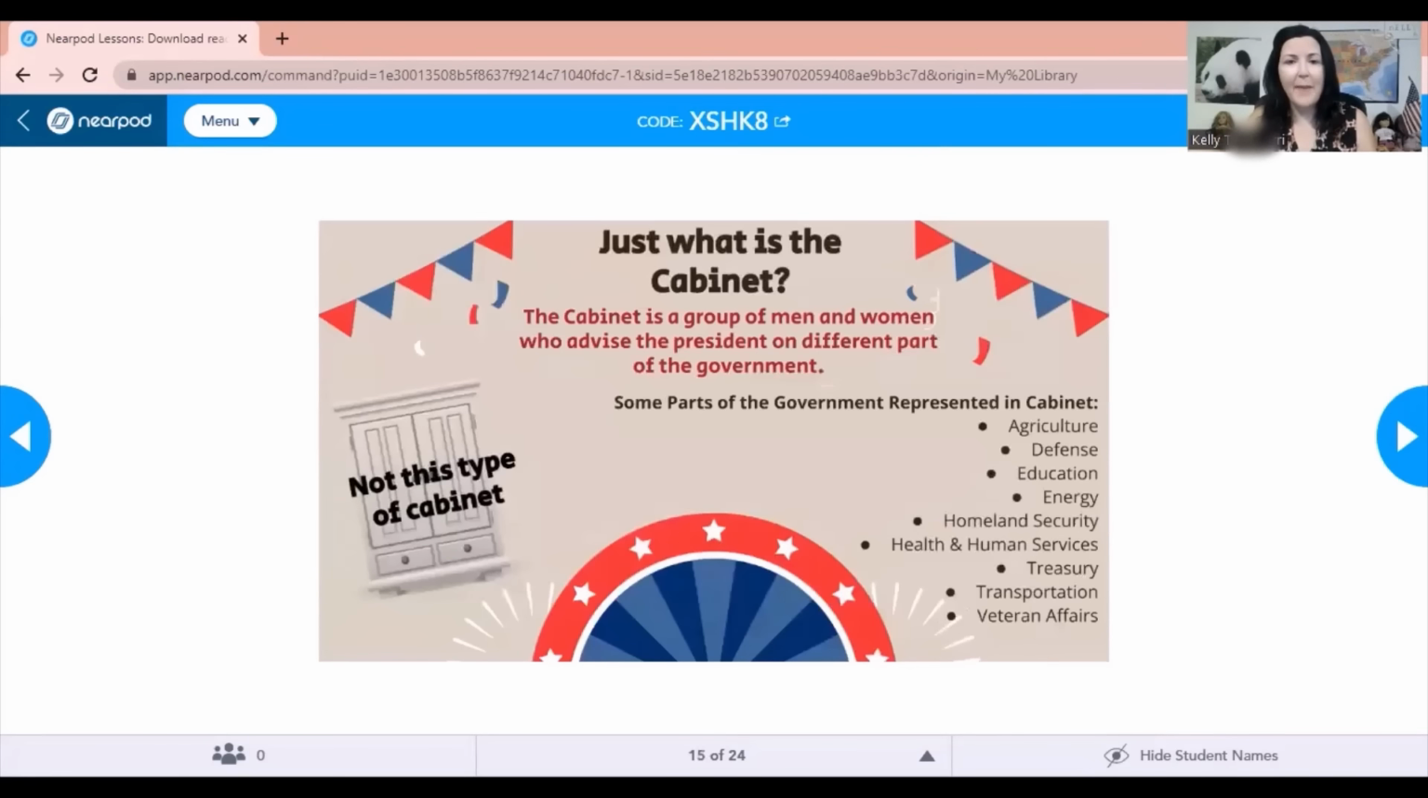Just what is the cabinet? So no, it is not this type of cabinet. The cabinet is a group of men and women who advise the president on different parts of the government. Some parts of the government represented in the cabinet: agriculture, defense, education, energy, homeland security, health and human services, treasury, transportation, and veteran affairs.